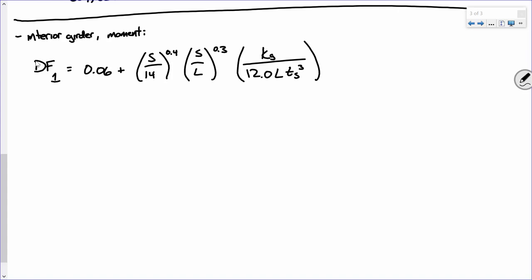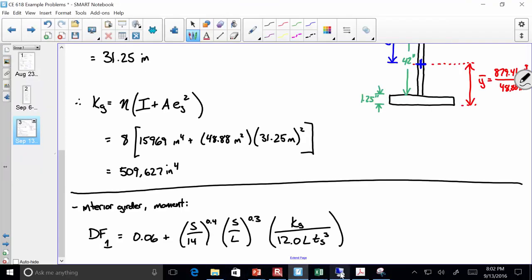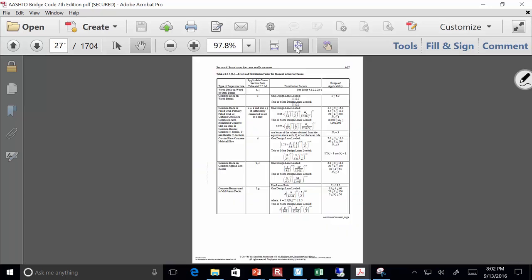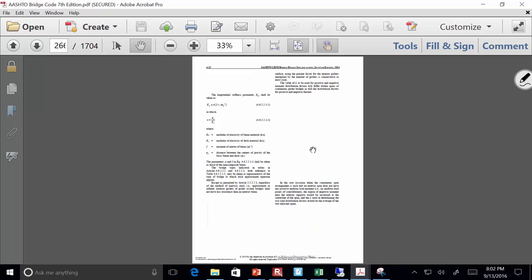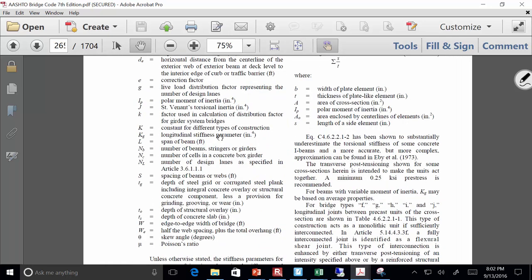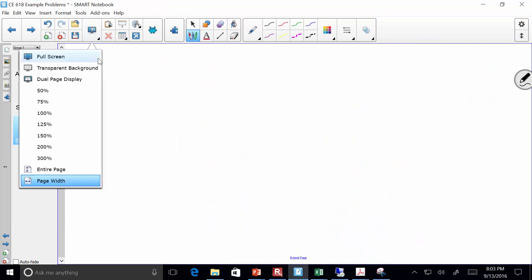Okay, now one thing if you want to be cognizant of your units: if you go to the spec, we're in section 4.6.2.2, which has all the live load distribution factor stuff. At the beginning of that section, it lines out all the variables and all the units. For instance, girder spacing is in feet, slab thickness is in inches, and so on. Does everybody see that?